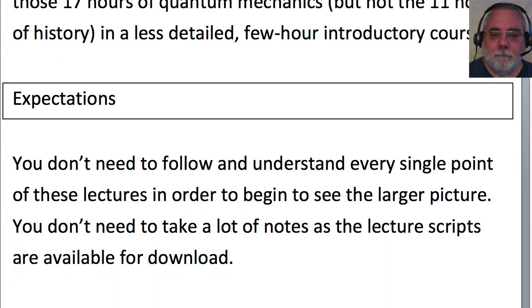Expectations. You don't need to follow and understand every single point of these lectures in order to begin to see the larger picture and what quantum mechanics is. You don't need to take a lot of notes as the lecture scripts are available for download. So you may want to download them. You might want to print them and take notes on there rather than taking too many notes by hand.